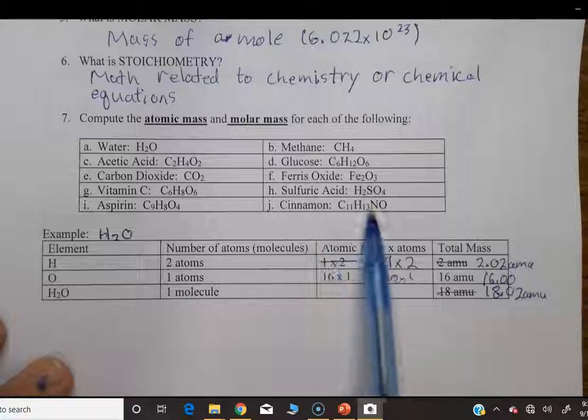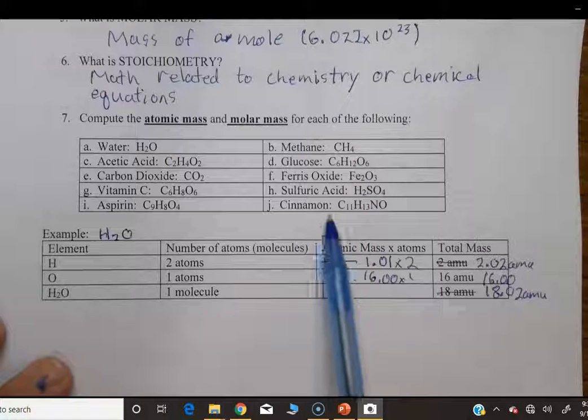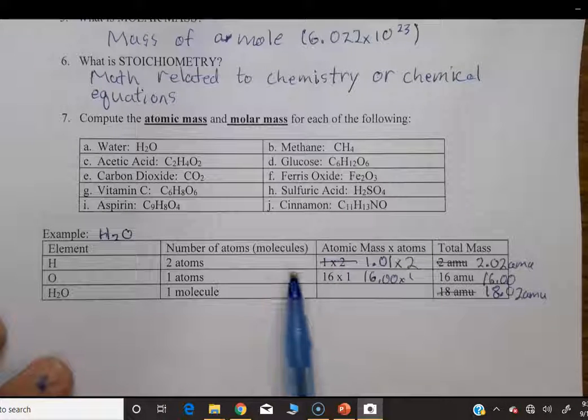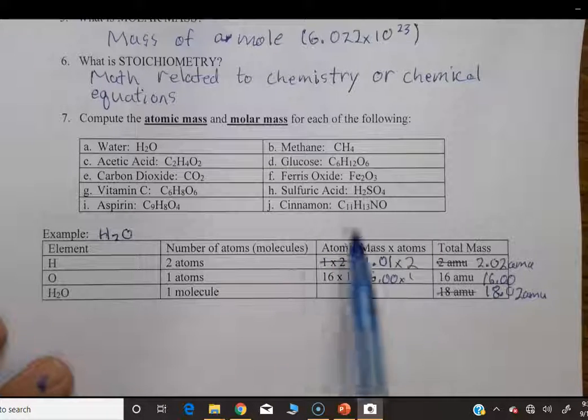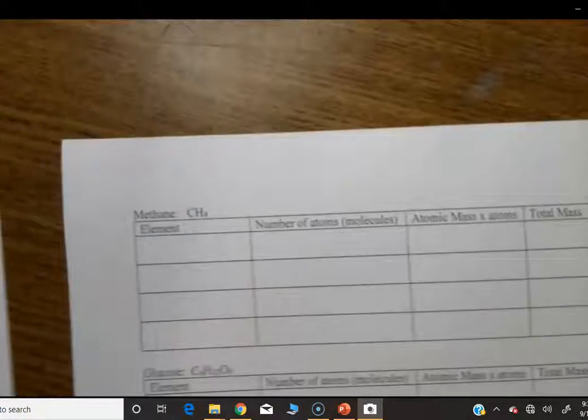Ferrous oxide, that's the one compound on here that's an ionic bond. It has iron, a metal, and oxygen, a nonmetal, but you can still do the same process with this. Sulfuric acid, we're going to be doing a lot of work with acids and bases. And cinnamon, okay? So if you wonder what a cinnamon molecule looks like, there it is right there. All right, so here we go. We're going to do this kind of quickly. You can always pause it if you need to.